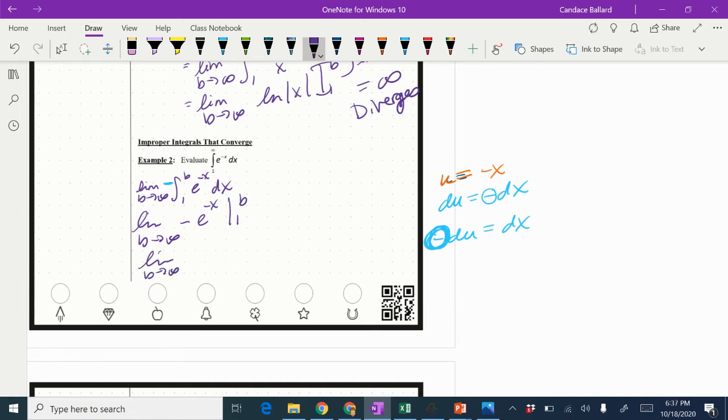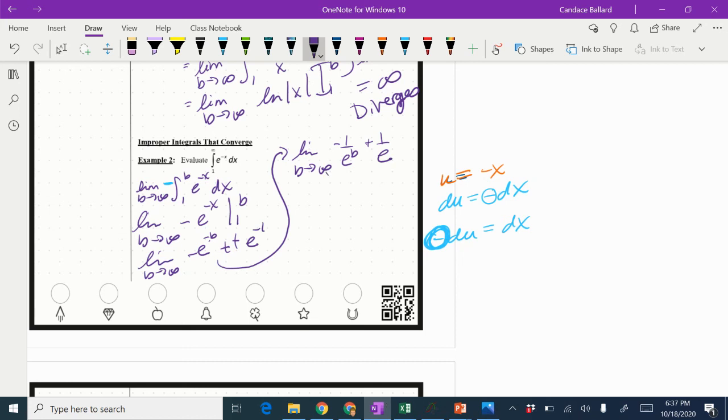So we've got the limit as b approaches infinity of negative e to the negative b minus negative e to the negative 1. All right, that's going to go positive. Let's try fixing that up a little bit before I plug my limit in there. So the limit as b approaches infinity of negative 1 over e to the b, because that's what the negative does to the exponent, plus 1 over e.